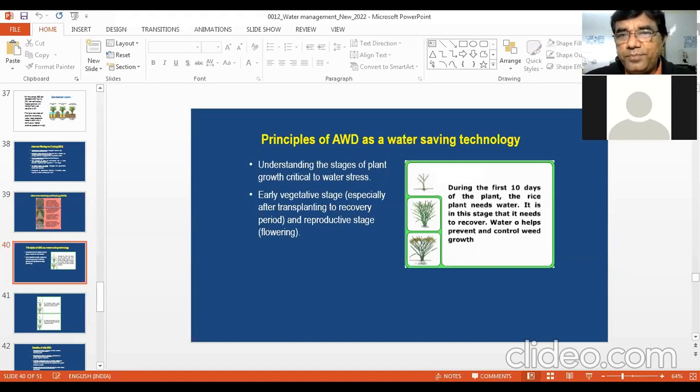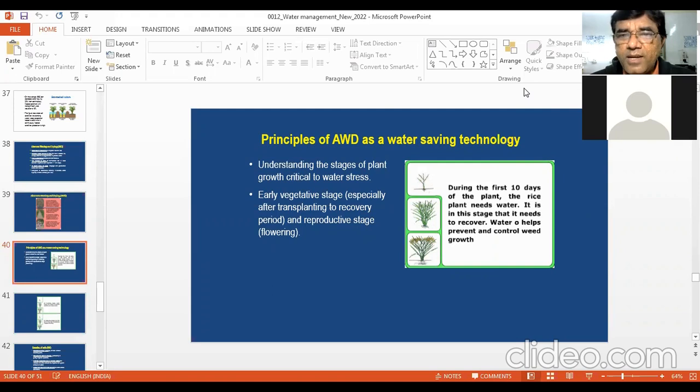So in this case, the early vegetative stage, especially after transplanting to the recovery period, and the reproductive stage. So two stages are very critical. One is the early establishment phase, where the seedling is just establishing. At that time there should not be any shortage of water. Your field should be flooded with a shallow depth of water. And of course, the reproductive stage, particularly the flowering stage, is very critical. So keep your soil wet during these two phases.